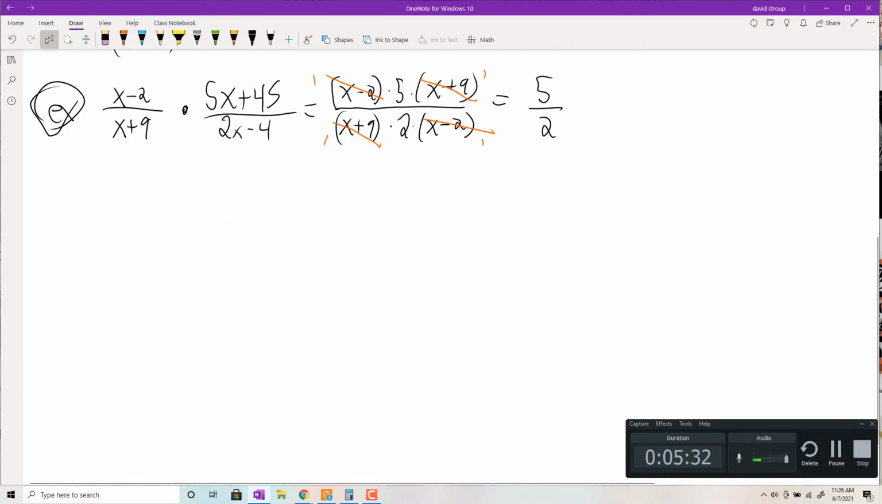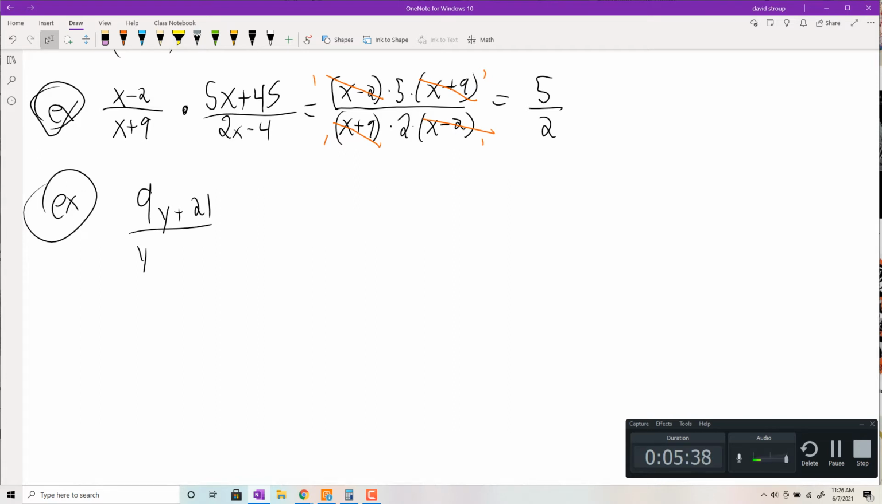Okay, let's try another one. 9y plus 21 all over y squared minus 2y times y minus 2 all over 3y plus 7. Okay, so you're not FOILing, you're just automatically going to factor the heck out of it, look for common terms, remove those, and then, okay.